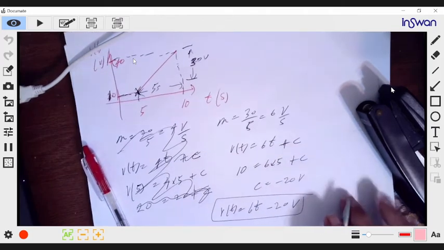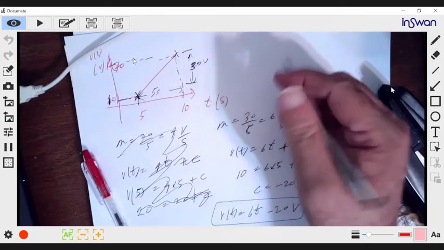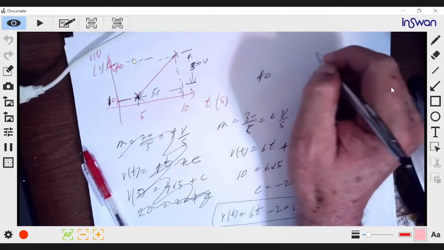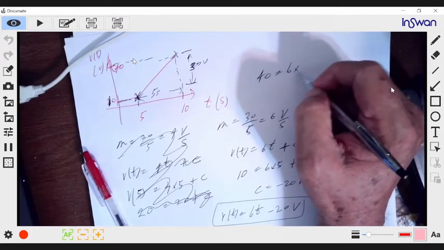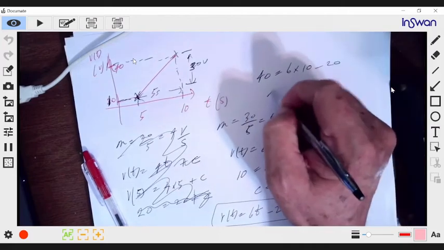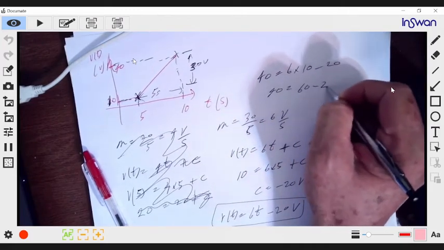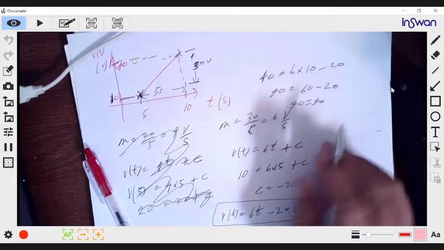And let's try that for this point here. So V of t is clearly 40, and t is 10. So 40 equals 6 times 10, which is 60, minus 20. Yes, that is correct. 40 equals 40.